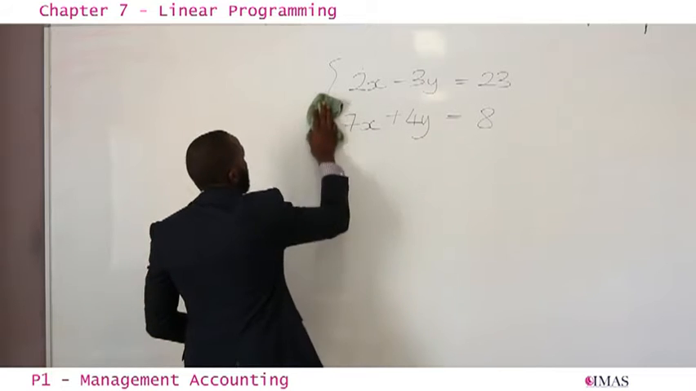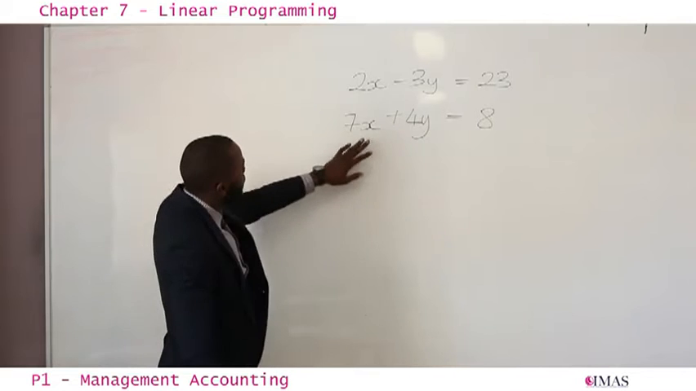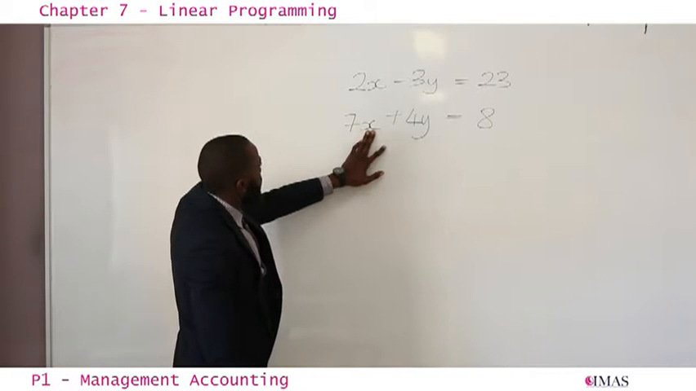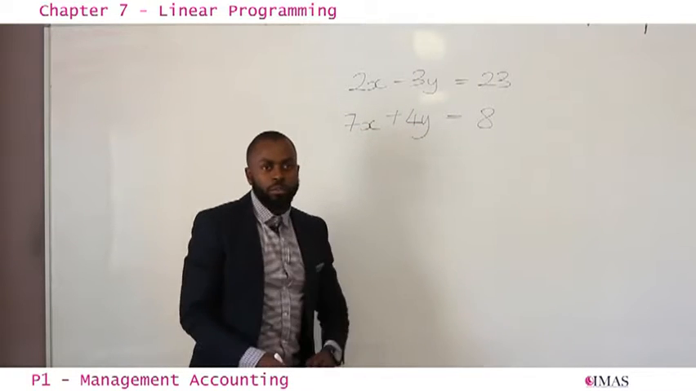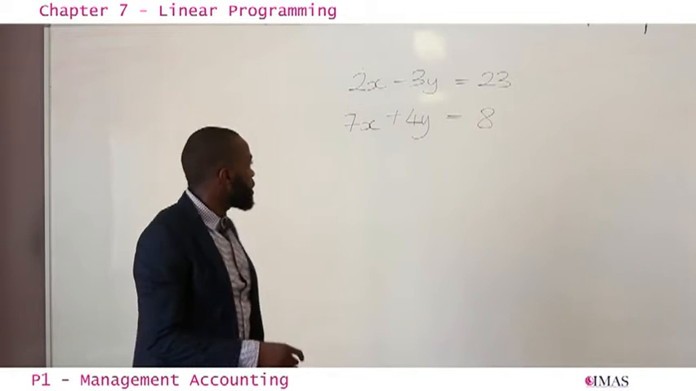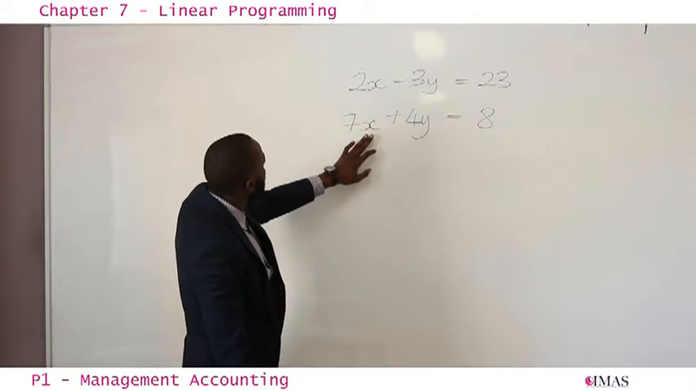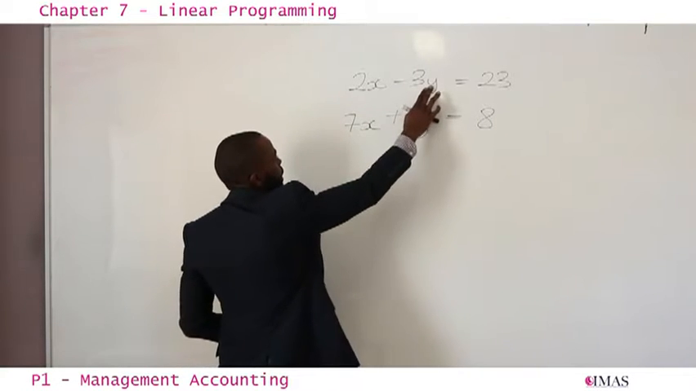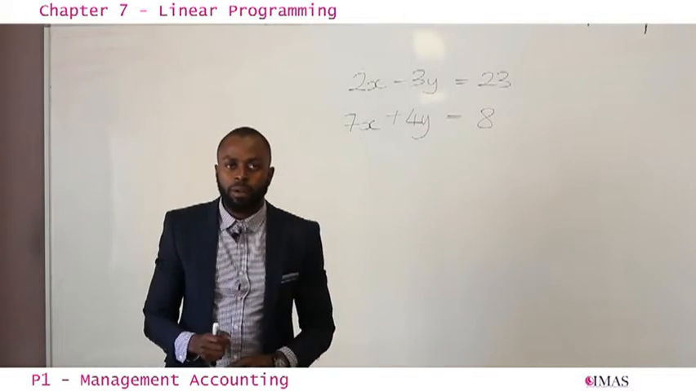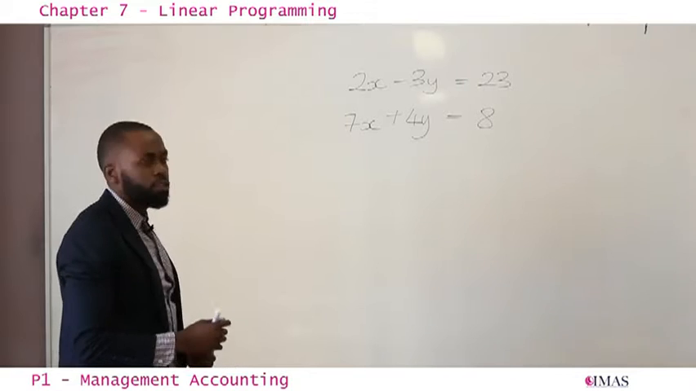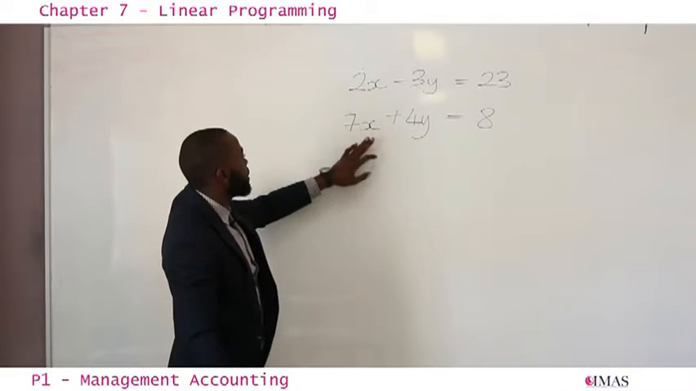To solve a simultaneous equation, either we make the coefficient of x the same, or the coefficient of y the same. A coefficient is the number multiplying our variable. Here the coefficient of x is 2 and here it is 7. The coefficient of y is 3 here and 4 here. So we have to make the coefficient the same, either of x or of y. Here I'm going to choose to make the coefficient of x the same.